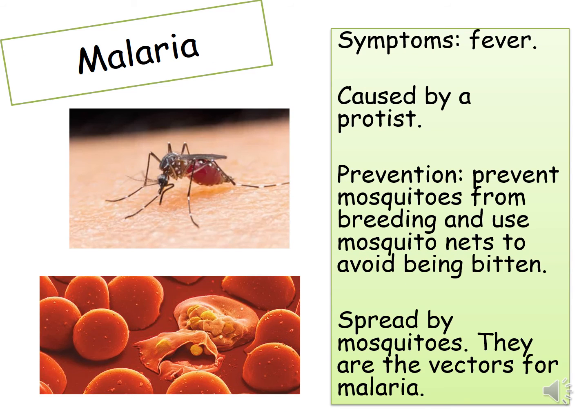A symptom of malaria is a fever. It's caused by a protist. To prevent the spread of malaria, you need to prevent mosquitoes from breeding and to use mosquito nets to avoid being bitten. Spread by mosquitoes, which are the vector for malaria.